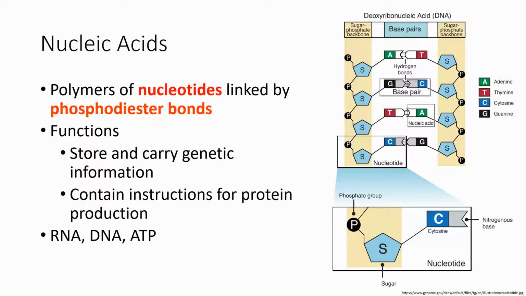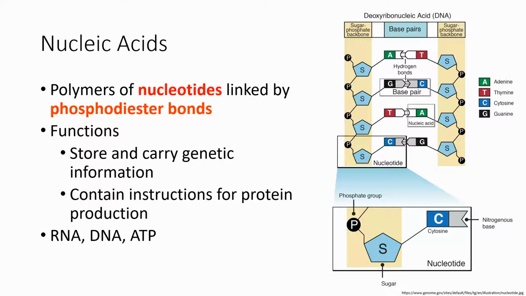Those are the monomers of a nucleic acid. And the bonds between these nucleotides are called phosphodiester bonds. That's what I was talking about when I said if you see an ester bond that you're looking at a lipid. That's not always the case. If you're looking at a phosphodiester bond, then you are looking at a nucleic acid.